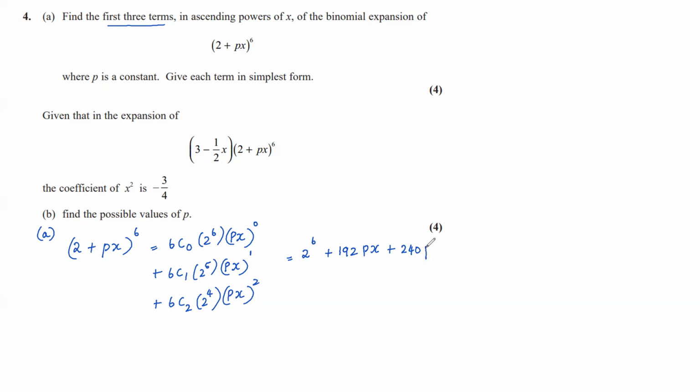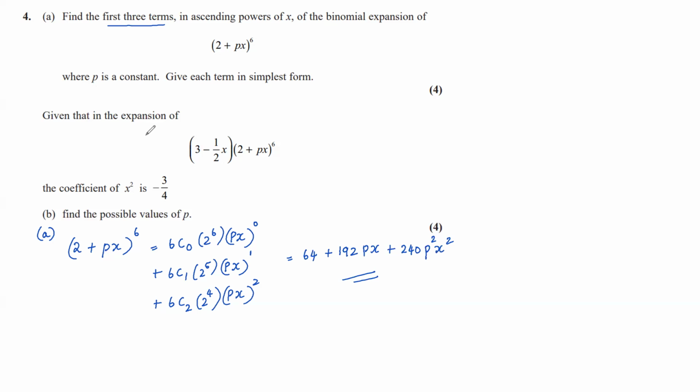px the whole squared, that is p squared x squared. This is the first part. We just need the expansion of this binomial, (2 + px)^6, and we need only three terms. We have all the three terms. But one more thing, 2 to the power of 6. What is 2 to the power of 6? That will give you 64. So instead of 2 to the power of 6, I can write this as 64. So 64 plus 192px plus 240p²x² will be the binomial expansion.